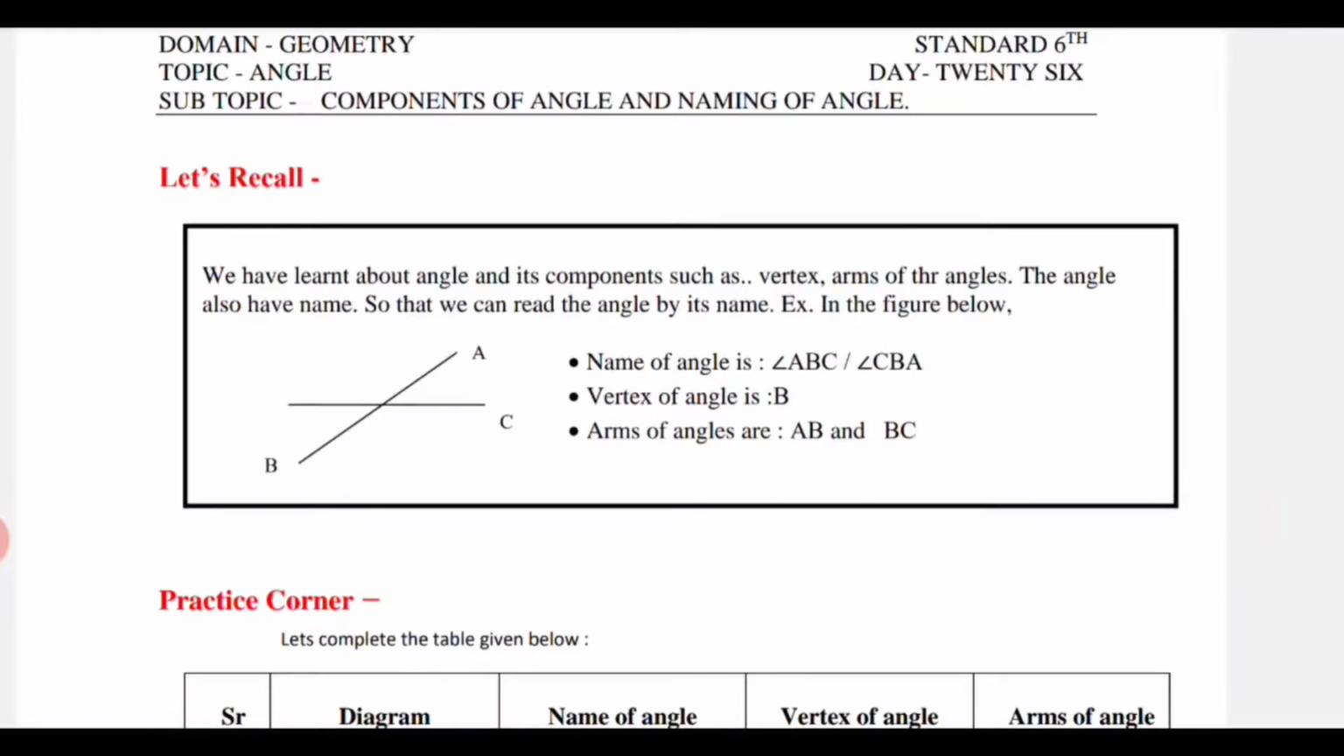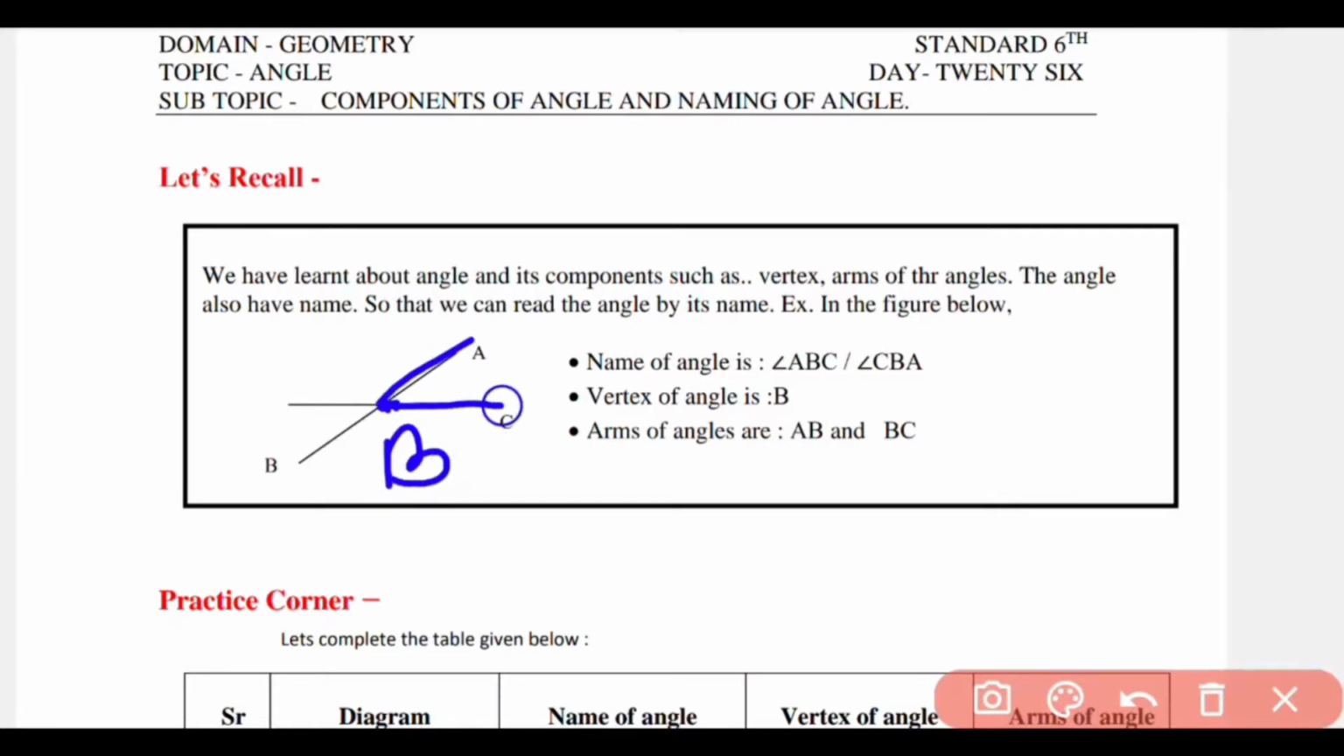Which components of angle have we learnt? Such as vertex and arms of the angle. The angle also has a name so that we can read the angle by its name. For example, in this figure, the name of the angle is angle ABC or angle CBA. See children, this point B should be here. This middle point, this vertex, is B.